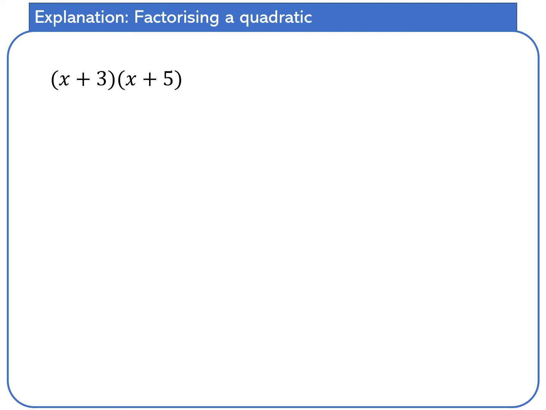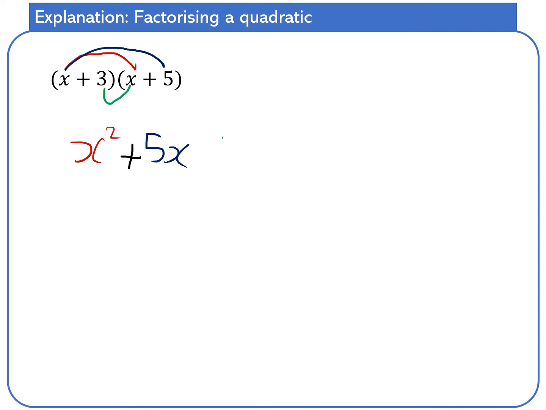Factorising a quadratic. So we will look at expanding this bracket to get an expression and then see how we can use that to help us work out how we go backwards to put it back into the bracket to factorise. Let's expand that. X times x, x squared. X times 5, 5x. Both are positive, so now I'll put in a symbol.